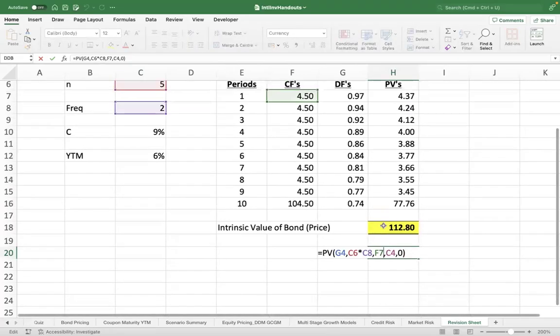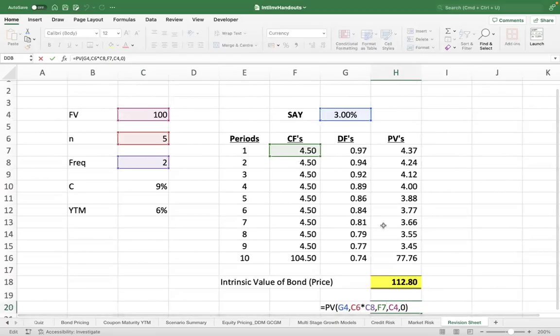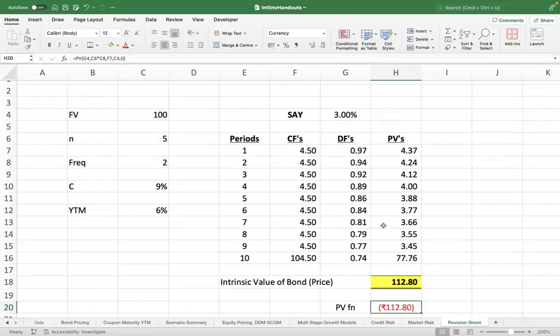The first thing is the rate, the yield. After that, periods. After that, your payment. Now payment is coupon. Coupon is something that the investor receives. So it has a positive sign. Maturity value is something that the investor receives. So it has a positive sign. But price is something that the investor pays. So it has to have a negative sign.